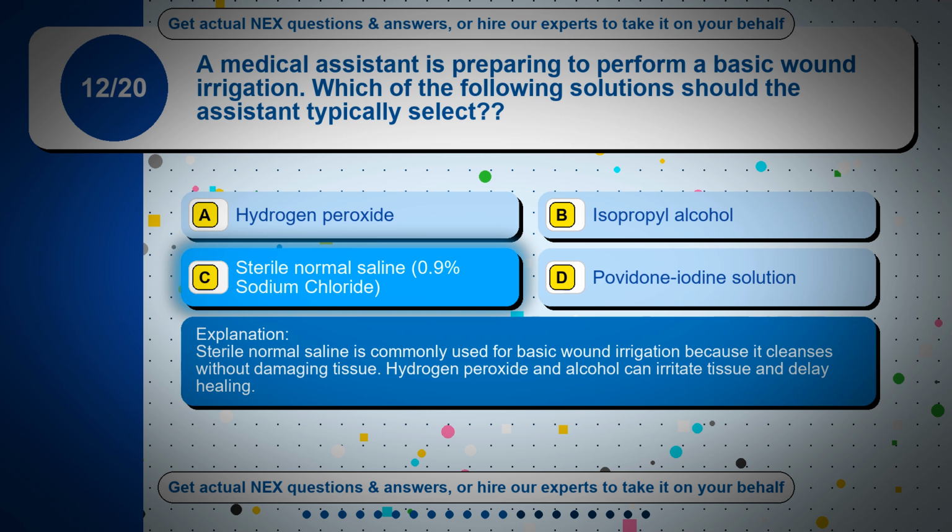Sterile normal saline is commonly used for basic wound irrigation because it cleanses without damaging tissue. Hydrogen peroxide and alcohol can irritate tissue and delay healing.